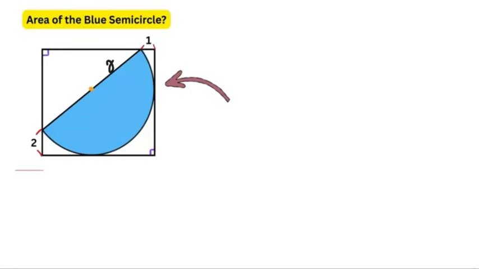This is the radius of this semicircle, right? So from this center here, this is the center of the semicircle, right? So let's draw this line from this center to this point, right over here. So this line here is also the radius of this semicircle.